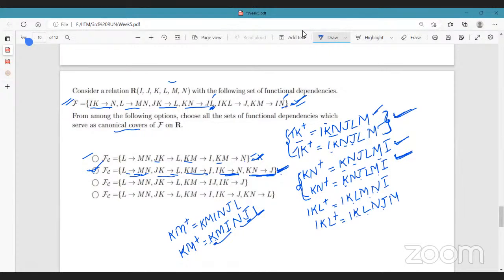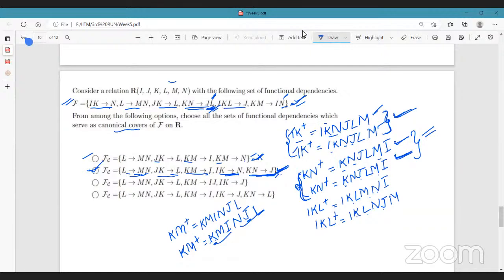So Kn determines J only here, and in the parent we have Kn determines JL. So here L is the extraneous attribute, which is why it has been removed. We check the closure set of Kn in both functional dependency sets, and we get the same set of attributes. So by that, we can say that L is an extraneous attribute. Even if we remove L from this functional dependency, we will still get the same result.